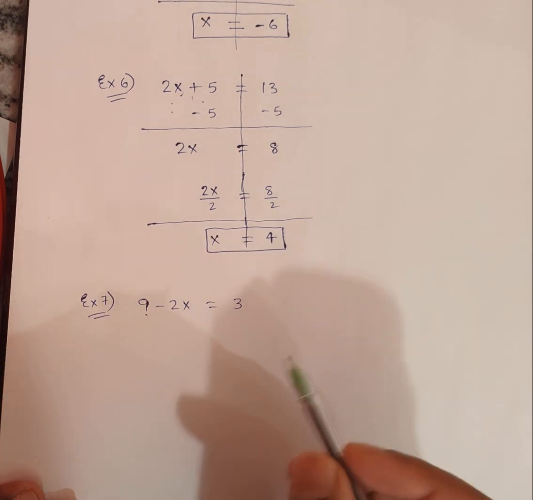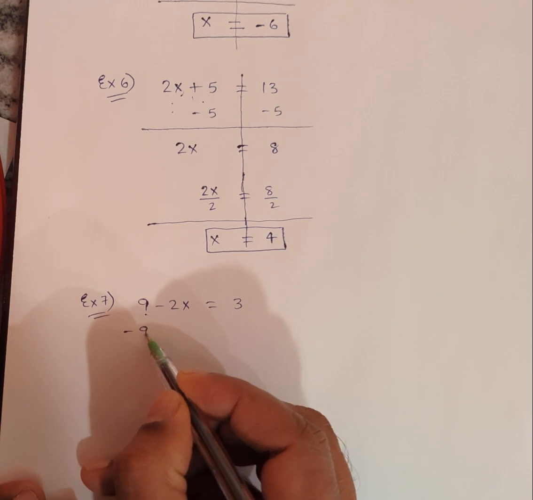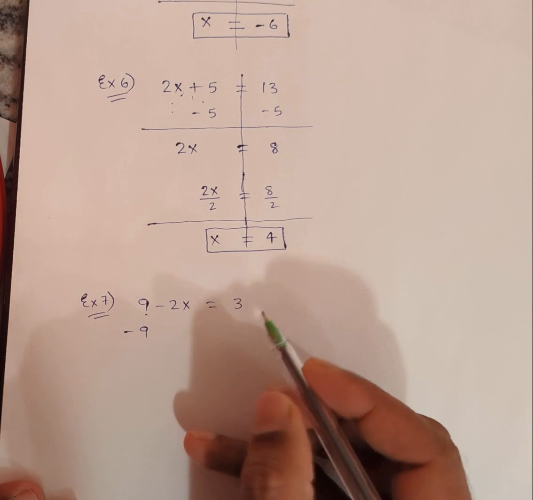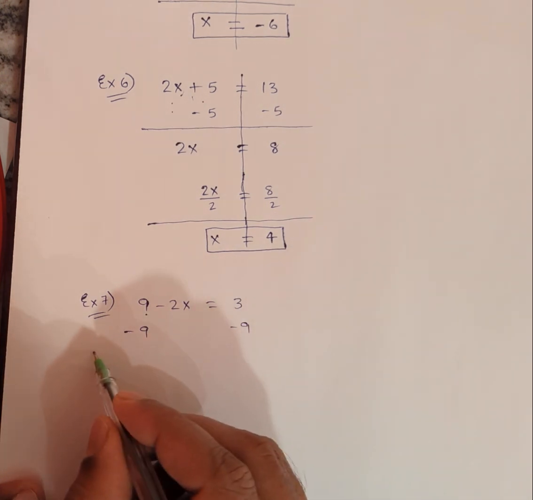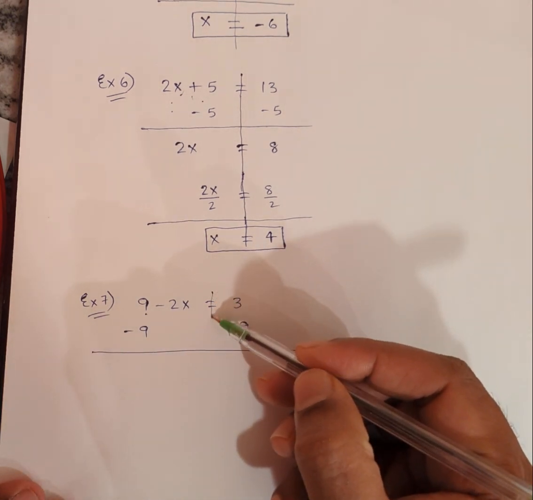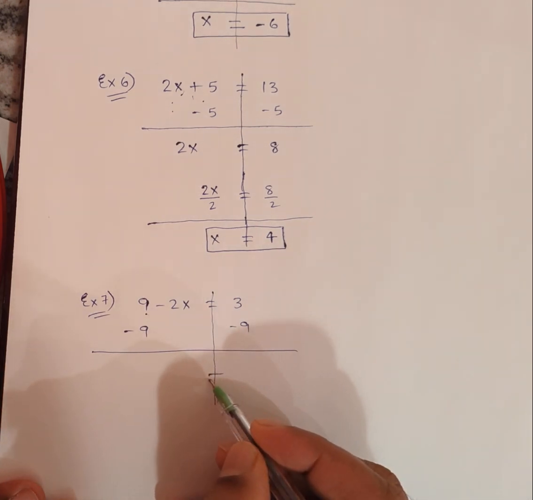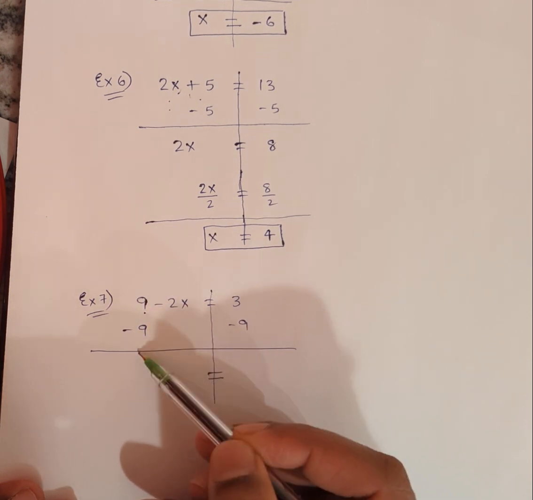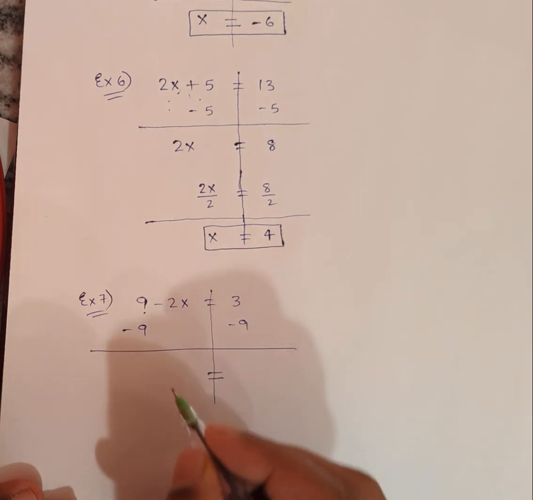So how do I get rid of 9? Well, I subtract 9 from both sides. Because the 9 is positive 9, you can imagine there's a plus here. So 9 minus 9 is 0. That's how you get rid of the 9. And let's draw the line, write our equal sign on the line. Notice, on the left side, 9 minus 9 is gone, and then you copy the negative 2x.